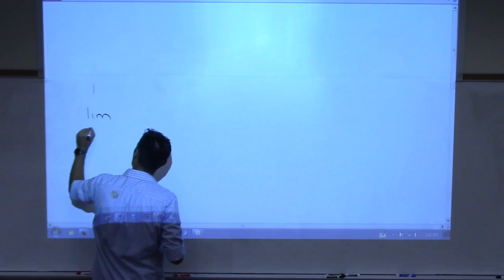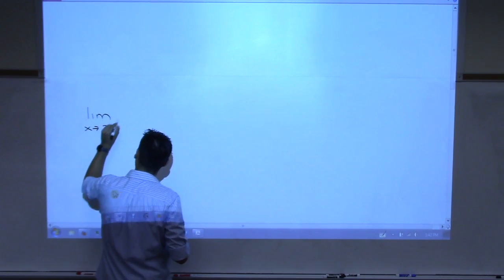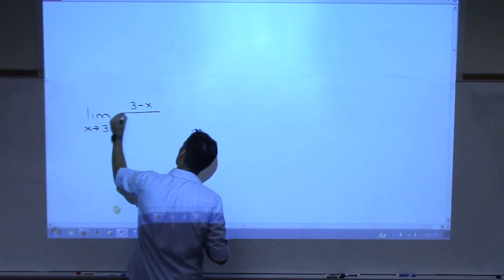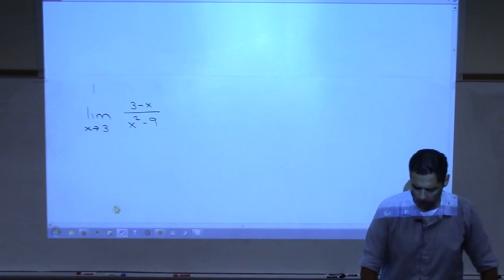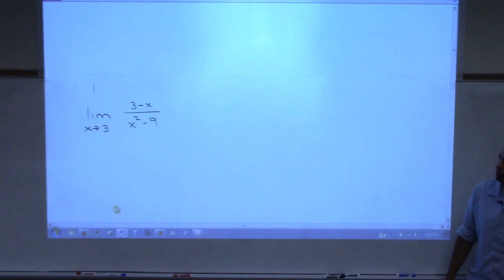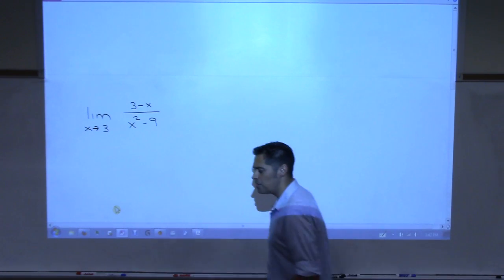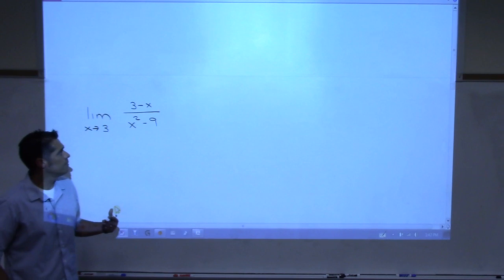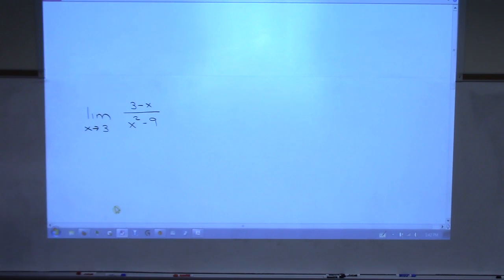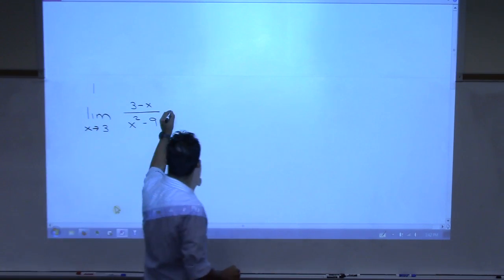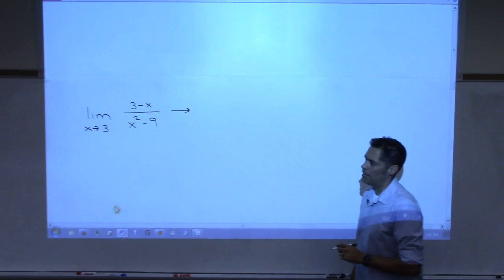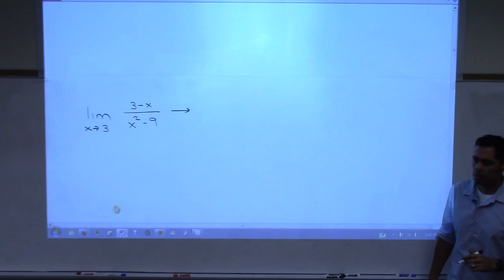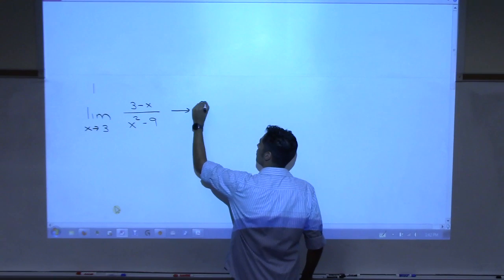Limit x approaches 3 of 3 minus x over x squared minus 9. The first thing you're going to do when you're faced with the limit, the first step, is determine what the form of the limit is. So that's where I drew that little arrow. And I just tried direct substitution to see what happens. And I think this one's pretty obvious, right? What are you having? 0/0? 0/0 is bad.